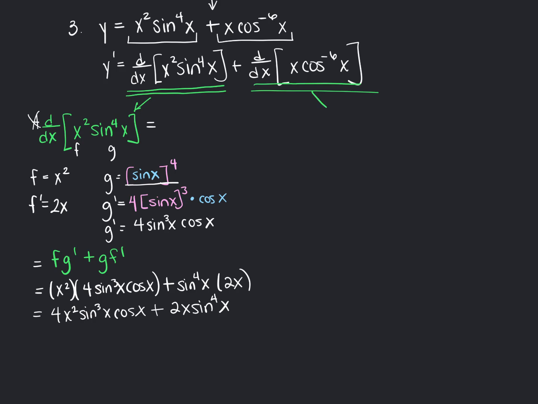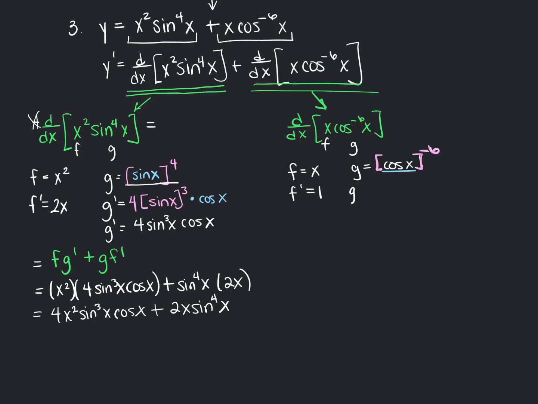All right, let's do the next part. So if I find this derivative of x cosine to the negative 6x, okay, x is my f, cosine to the negative 6x, this is my g. So we're going to say f is equal to x, so that means f prime is equal to 1. G is equal to this cosine to the negative 6x. So remember, that's the same as taking cosine of x and raising it to the power of negative 6. When I do that, I can more easily see that, hey, this is a chain rule, okay?